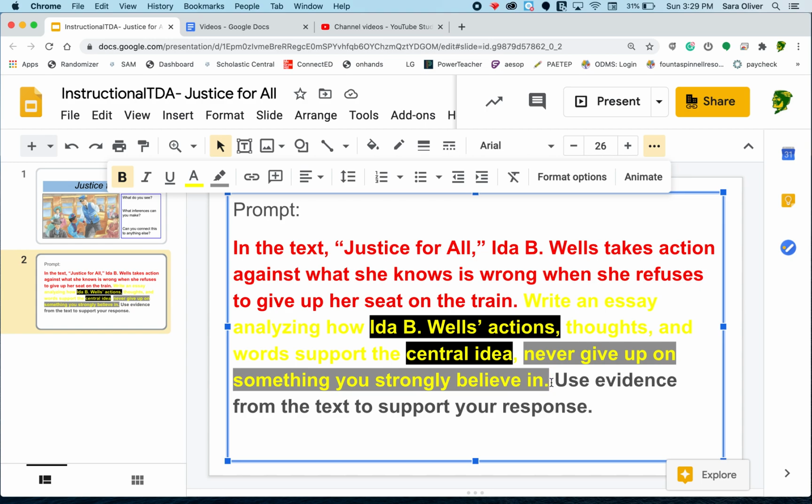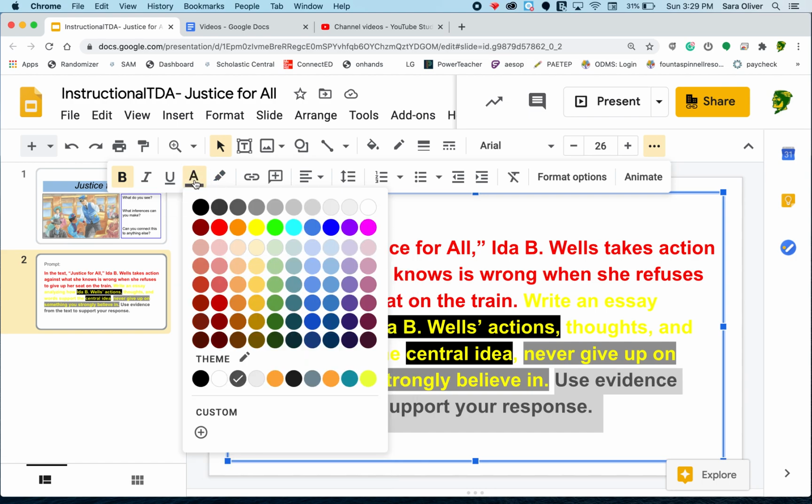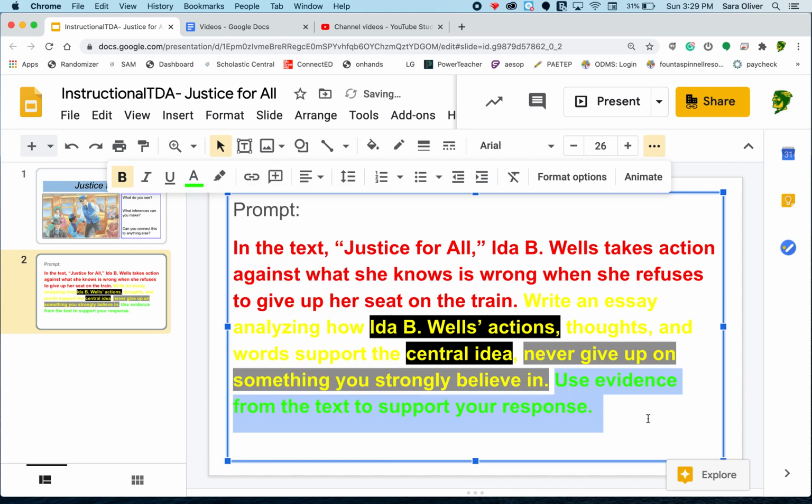believed in. The last sentence in our TDA prompt always reminds you to use text evidence. So we are not choosing things kind of in our brain. We are choosing phrases or quotes directly from the text as proof, and our inferences may be included in that, but doesn't guide our writing. We still want to directly quote the text. Okay, stay tuned for the next video where we will begin writing.